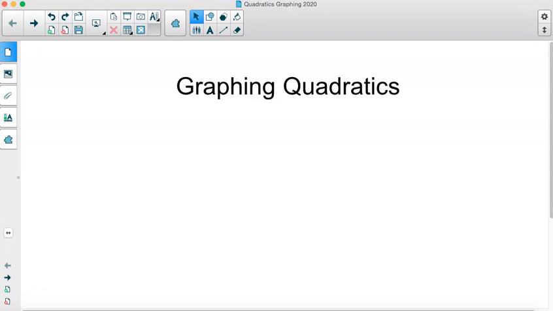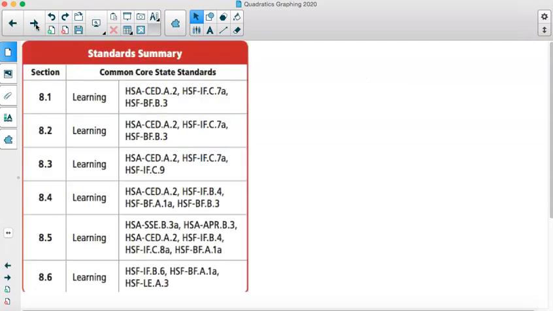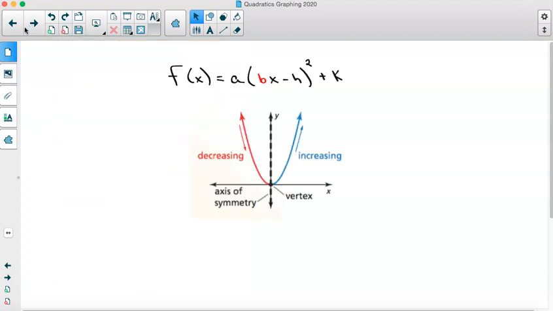Hello everybody, welcome to Unit 8 of our workbook or textbook, and this is all about graphing quadratics. So we just came out of the unit on factoring quadratics, and now we're going to start applying all that factoring knowledge to graphing all these quadratics. Here are some of the standards we'll be going over.